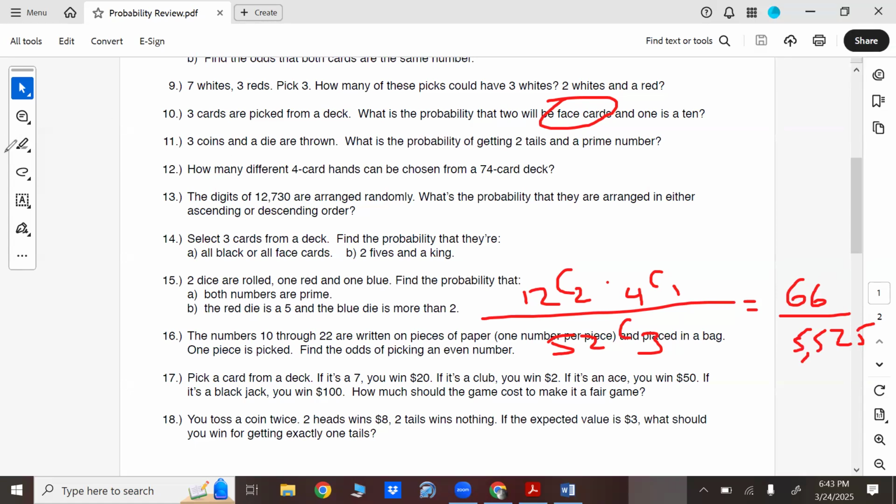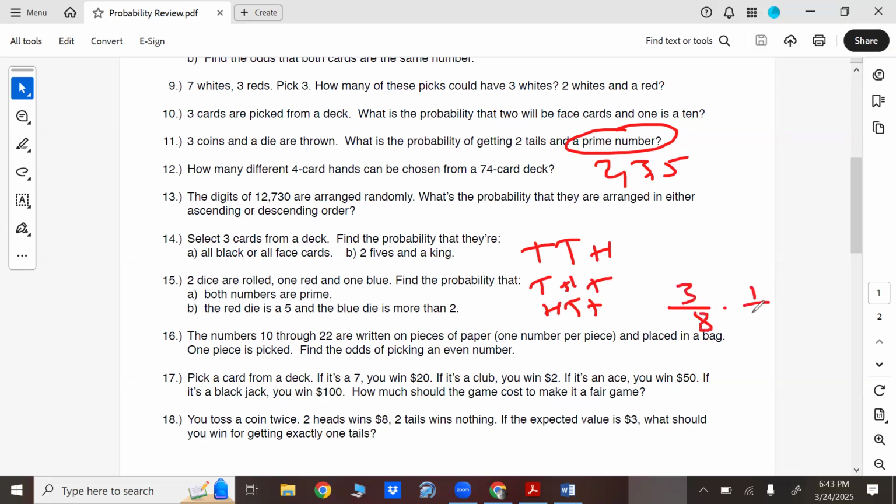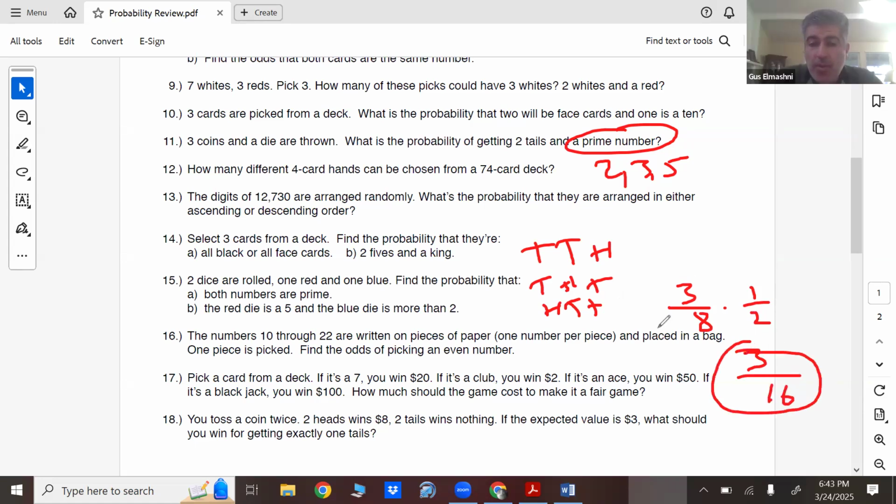Three coins and a die are thrown. What's the probability of getting 2 tails and a prime number? A prime number has to have exactly 2 factors, so 1 does not count, but 2, 3, 5 do count. So it's 1/2 probability of getting a prime number. Getting 2 tails: if you flip 3 coins, there are 3 ways you can get 2 tails. You go tail, tail, heads; tail, heads, tails; or heads, tail, tails. You should get 3/16.